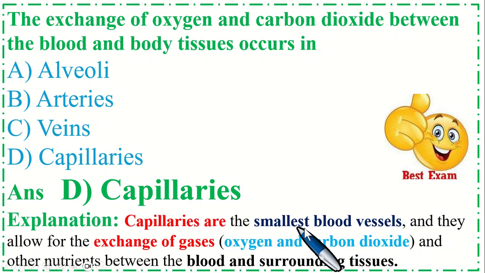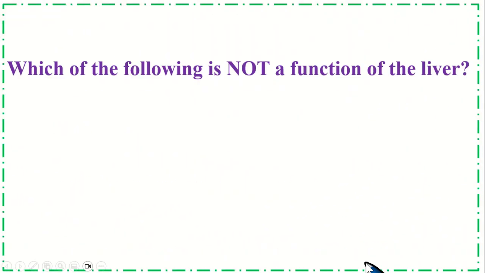Capillaries are the smallest blood vessels and they allow for the exchange of gases, oxygen and carbon dioxide, and other nutrients between the blood and surrounding tissue.